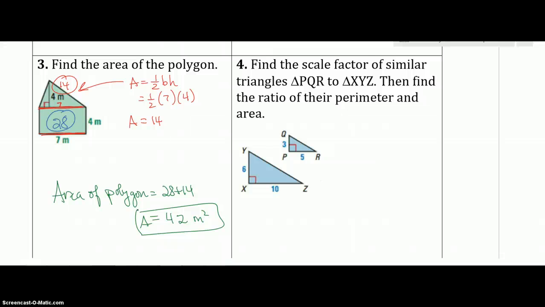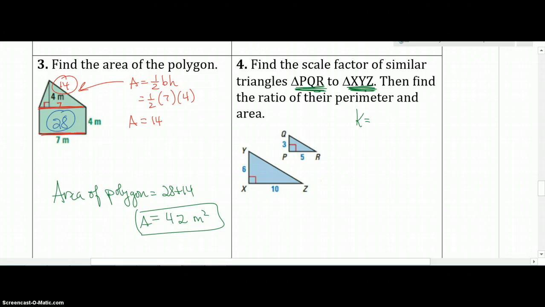Okay, last one, number 4. Find the scale factor of similar triangles PQR to XYZ. Then find the ratio of their perimeter and area. Okay, so what letter do we use for scale factor? Kind of like we use M for slope. K, right? Okay, K equals what? What is the ratio between the sides? Now notice that it says PQR to XYZ, so be careful of your order.